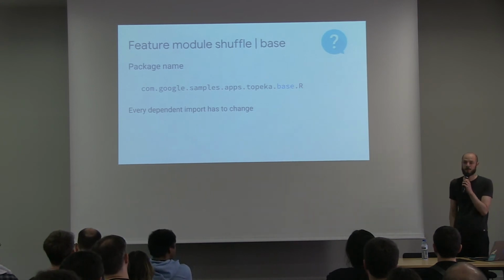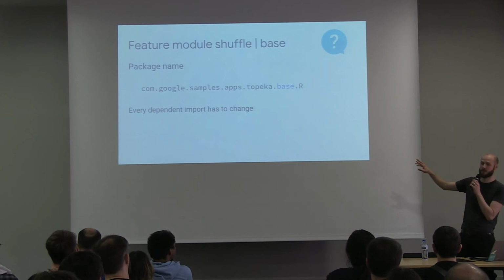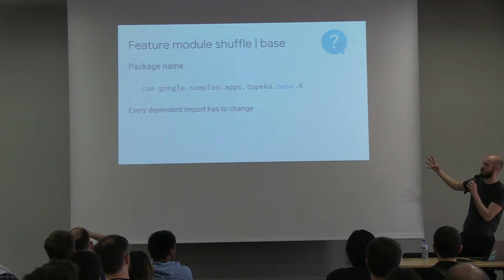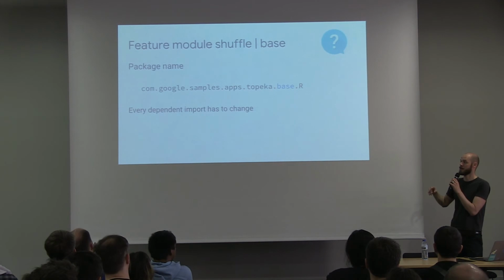So if you move things around, you're probably missing that in the first place. For Topeka, there's four distinct package names. There's the Topeka package name, there's Topeka base, Topeka categories, and Topeka quiz. And you have to make sure that all your imports are correctly done.